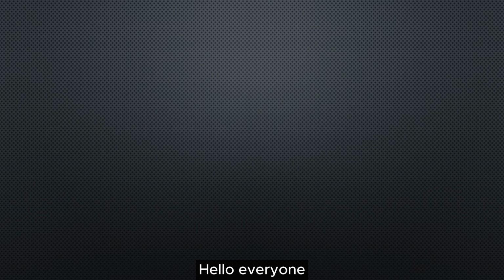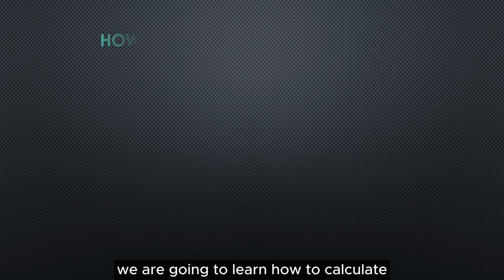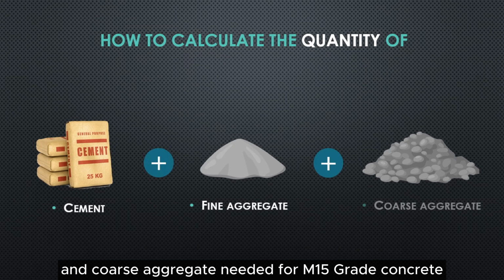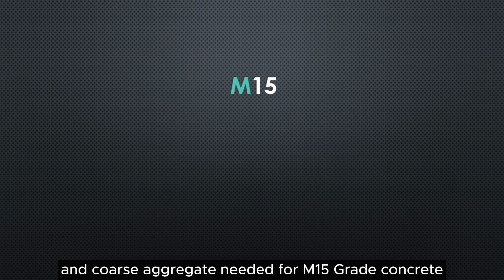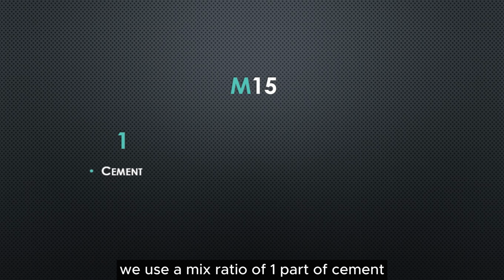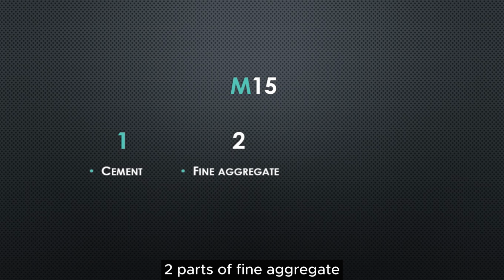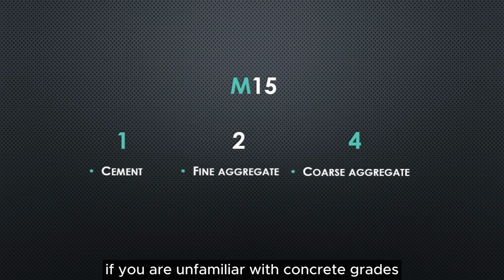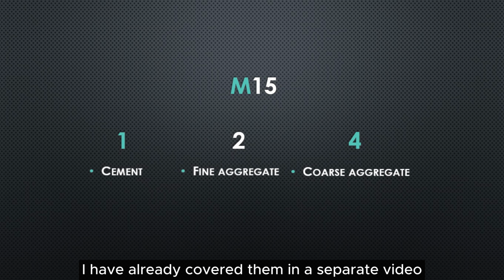Hello everyone, in today's video we are going to learn how to calculate the quantity of cement, fine aggregate and coarse aggregate needed for M15 grade concrete. For M15 grade concrete, we use a mix ratio of 1 part cement, 2 parts fine aggregate and 4 parts coarse aggregate. If you are unfamiliar with concrete grades, I have already covered them in a separate video.